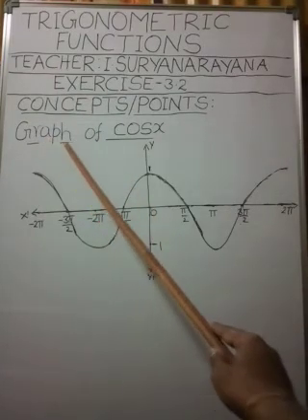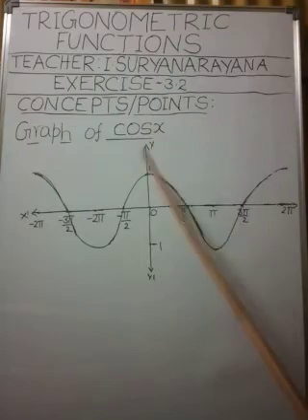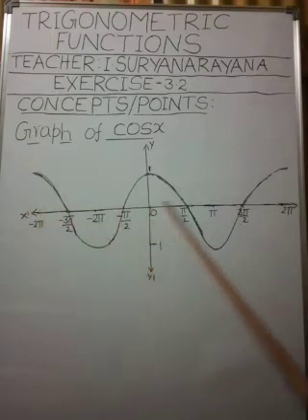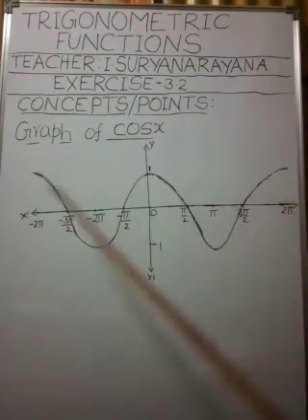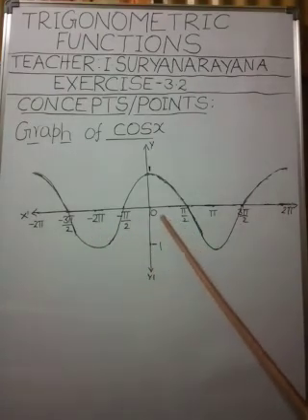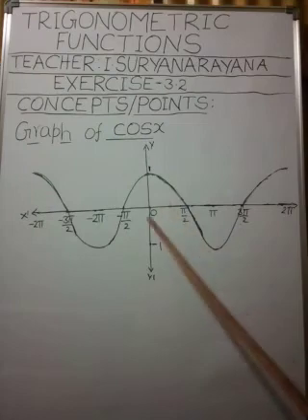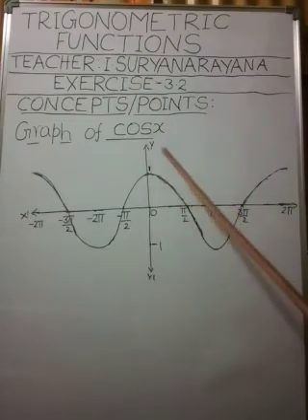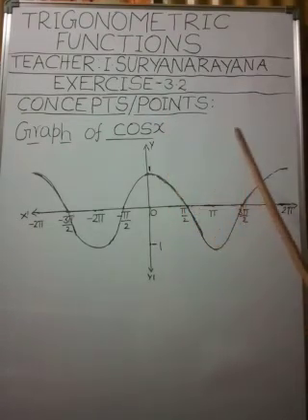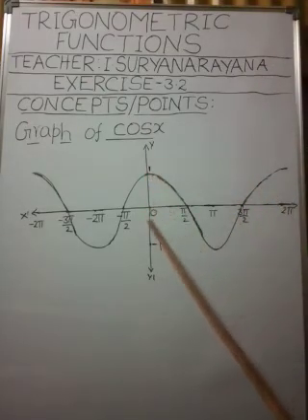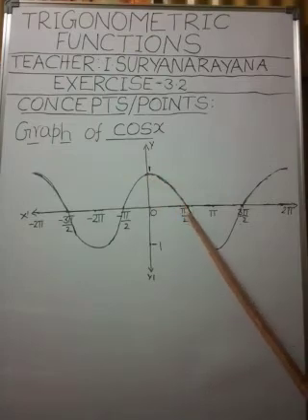Now come to the graph of cos x. Now we are drawing the graph of cos x. Same as in the case of sin x, we have taken the x-axis and y-axis. On the x-axis, multiples of pi by 2. 1 unit is taken as pi by 2 multiples on both sides. Here on the y-axis, 1 and minus 1. Okay, my dear children. Cos 0 value is 1. Cos pi by 2 is 0.